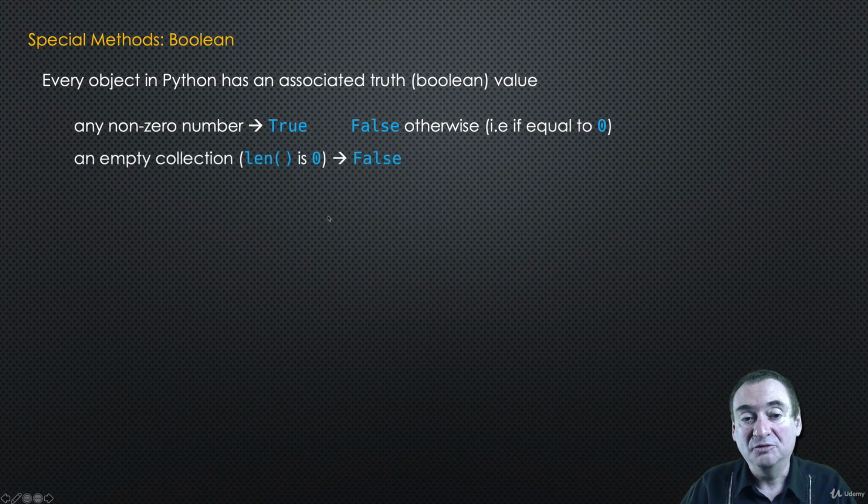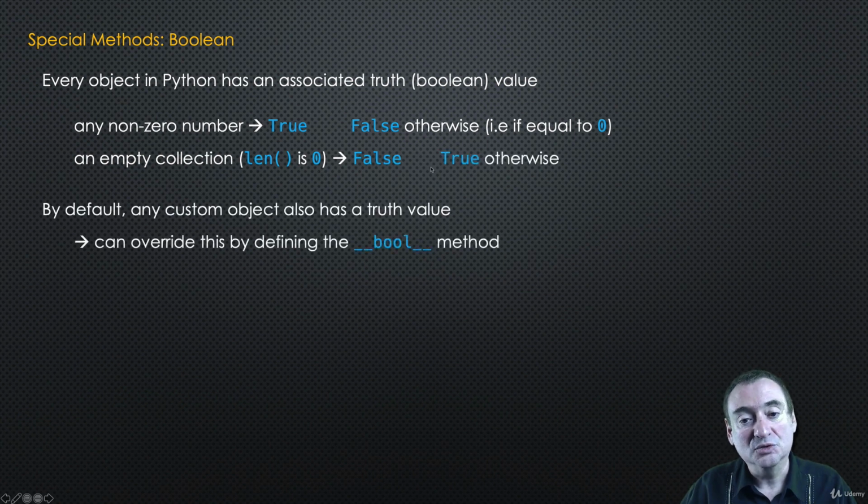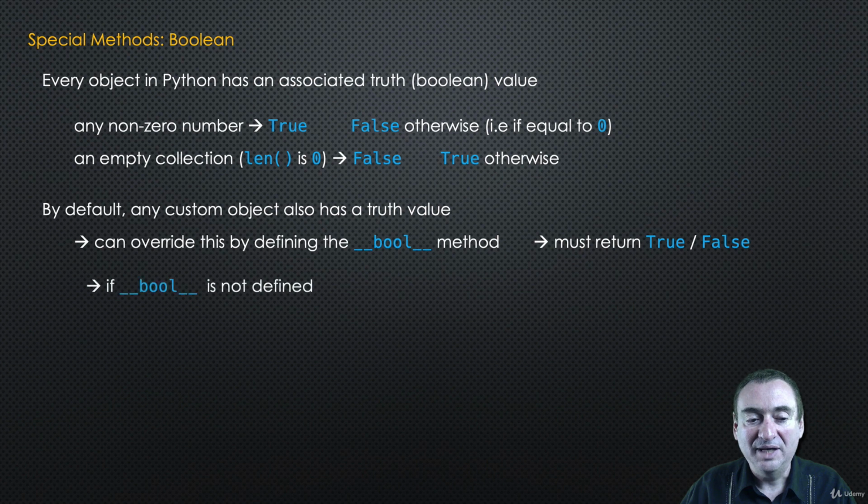An empty collection, for example, where the len method basically returns 0, is considered falsy, and otherwise it's true. So if it contains anything, it's true. Now by default, any custom object also has a truth value, which we can override by defining the dunder bool method. So that must always return a Boolean. It must return either a true or a false when we implement that method.